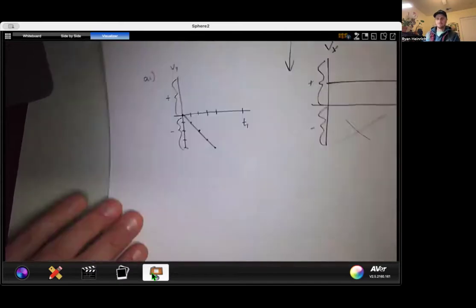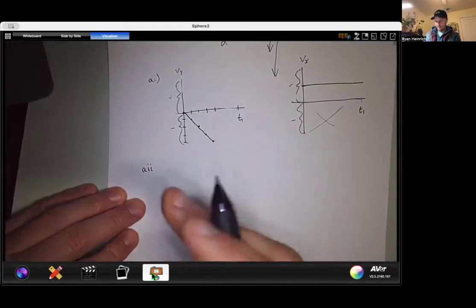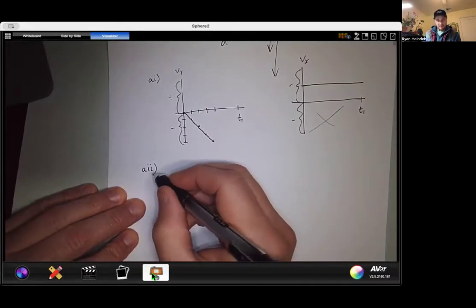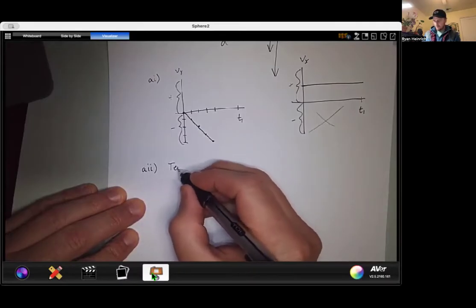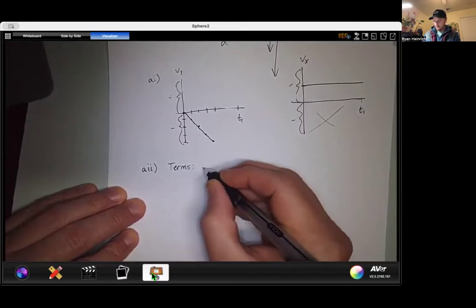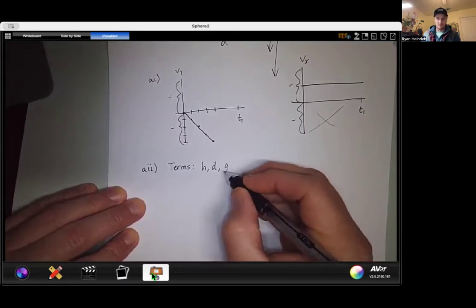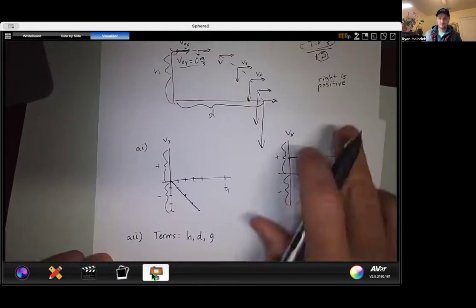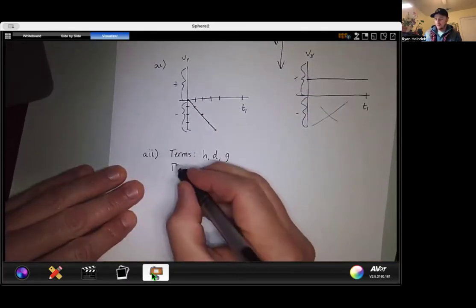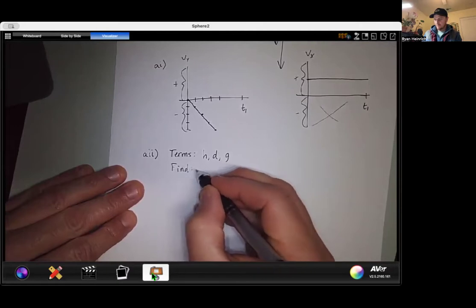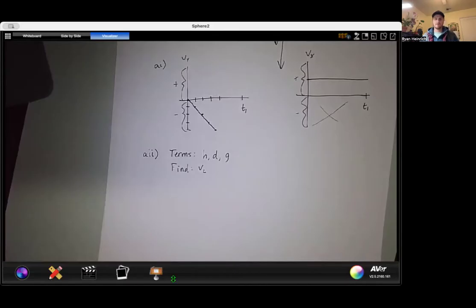Let's go on to A2. Now, A2, without going back to the handout right now, it says a lot of stuff, but it asks you to, in terms of H, D, and physical constants like G, gravitational acceleration, find the launch velocity. That's what they're asking for. So I will go over there so you can read it for yourself.